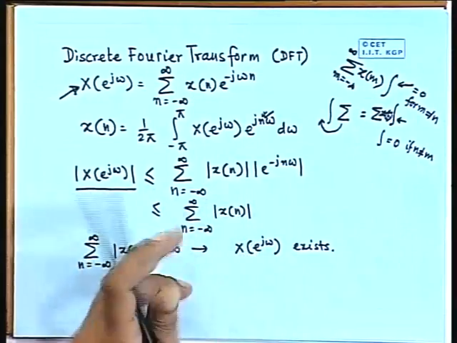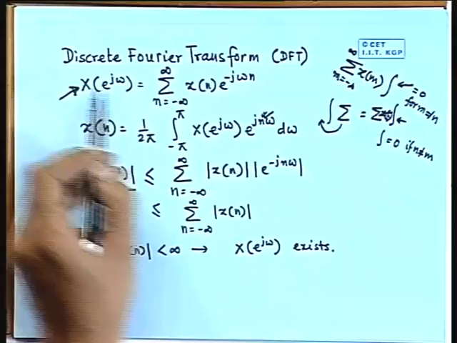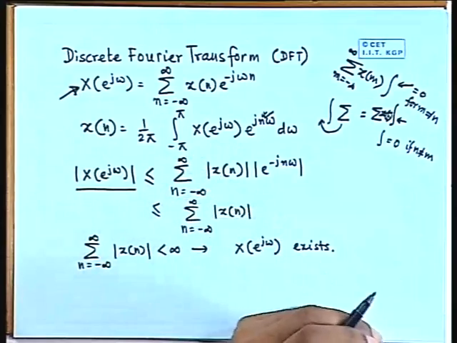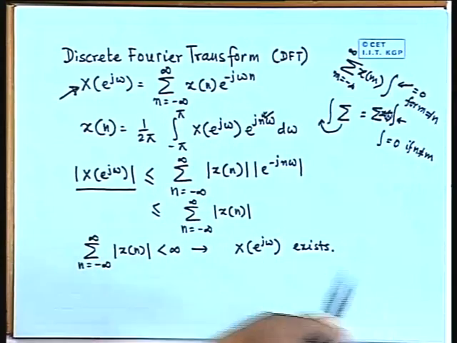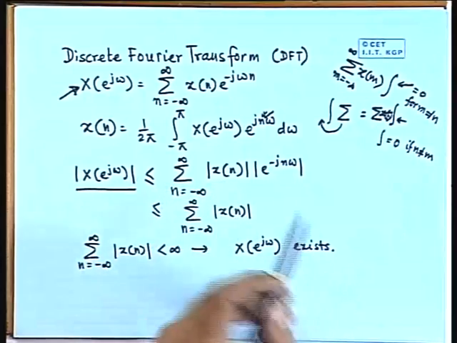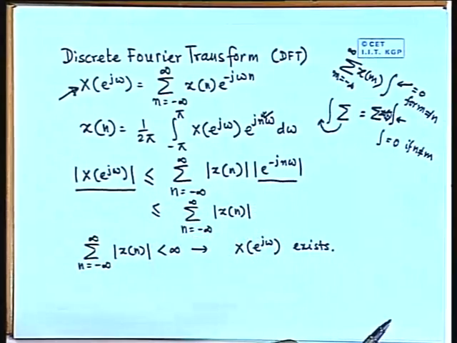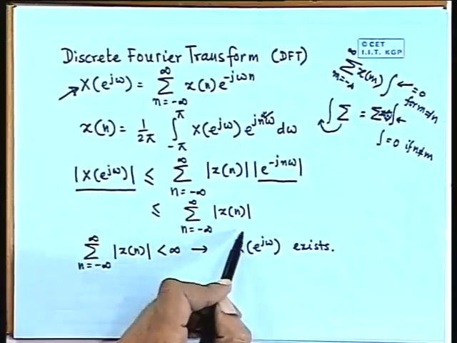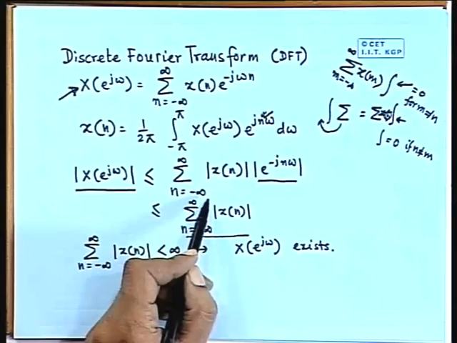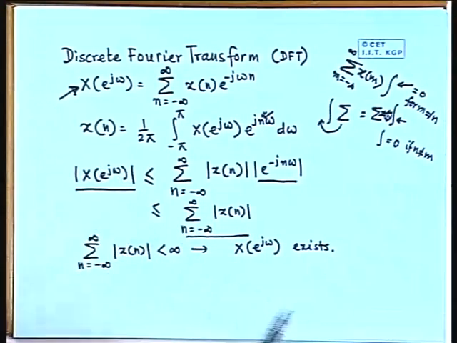So if you want to find such conditions, one condition is that this is naturally less than or equal to this. Why? Because the magnitude of this is the magnitude of this. Now the magnitude of AB is always less than or equal to the magnitude of A into the magnitude of B, right? So therefore I can write this is less than or equal to this. What is the magnitude of this? It is 1, because it is e to the power j theta. So if this sum is less than infinity, this sum will also be less than infinity.